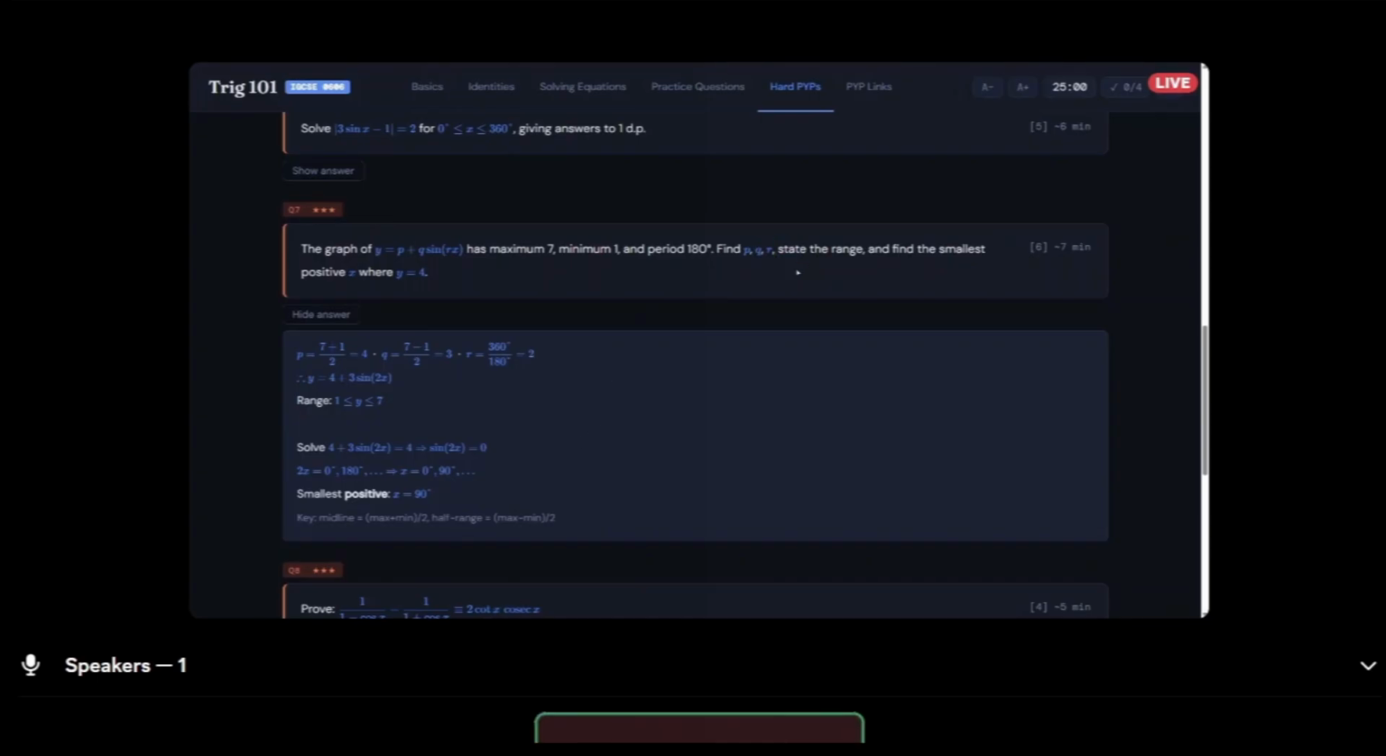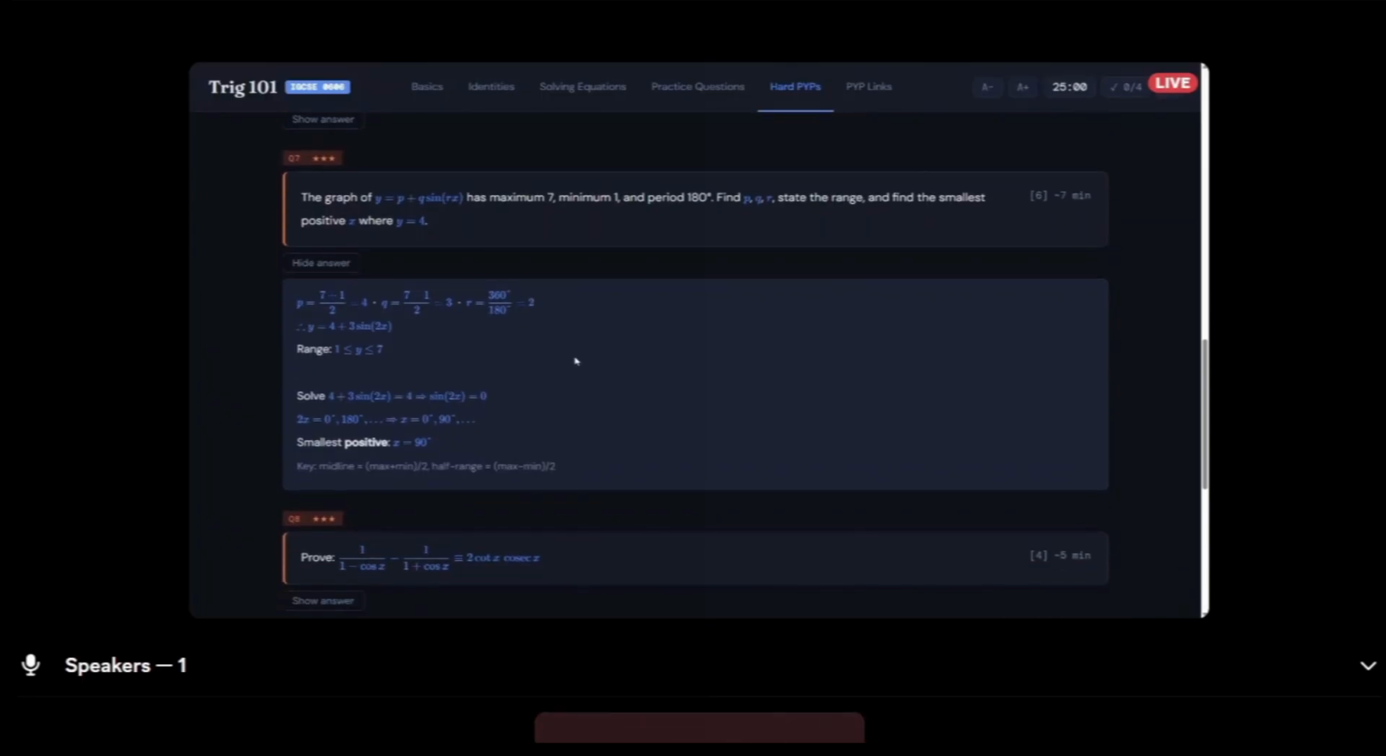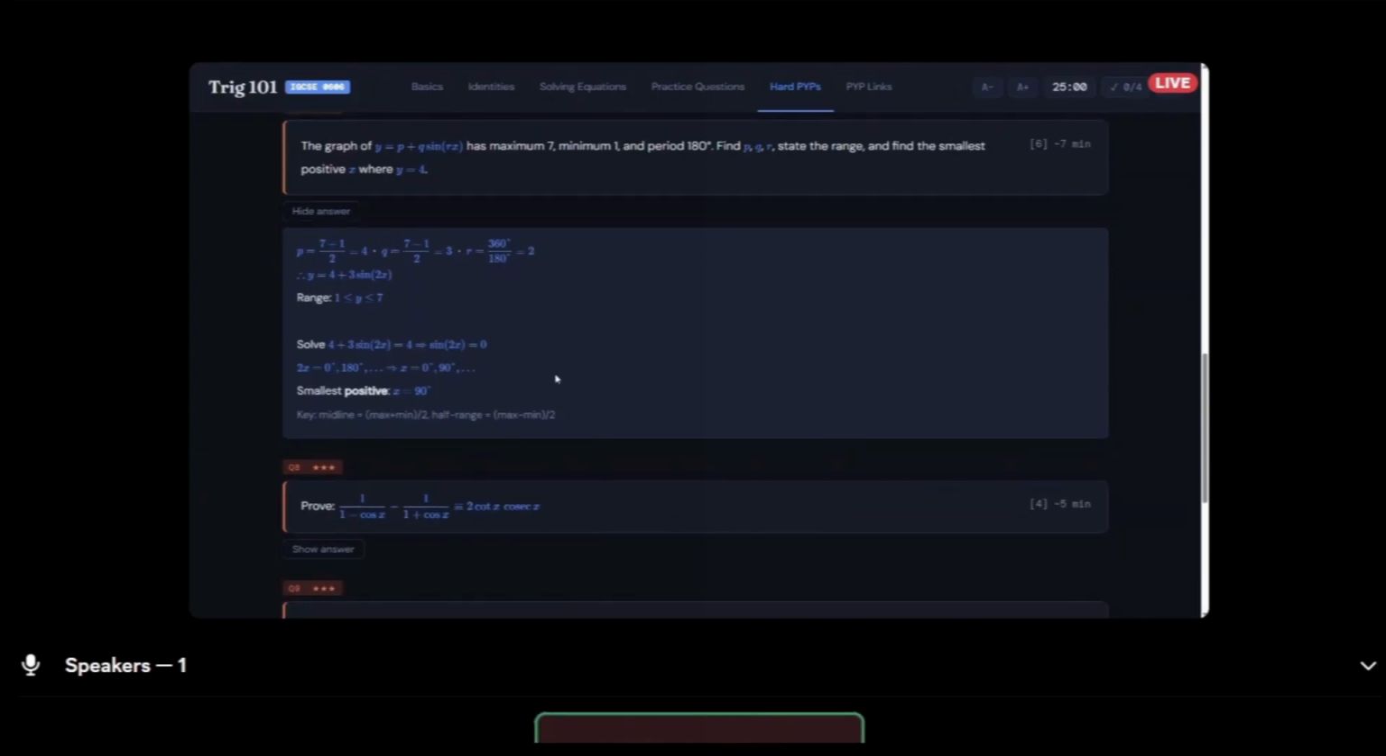Then state the range. You can find the range by substituting in the x. Oh wait, my bad. Range is just the minimum and maximum point, so 1 to 7. Yeah, that's my bad. So that's just really simple.